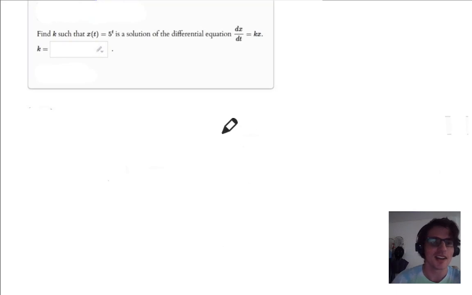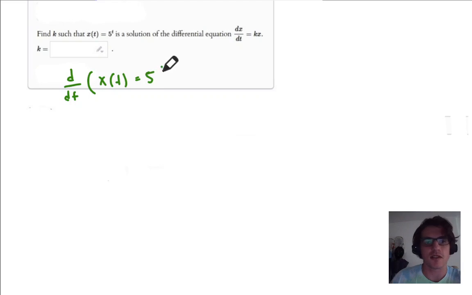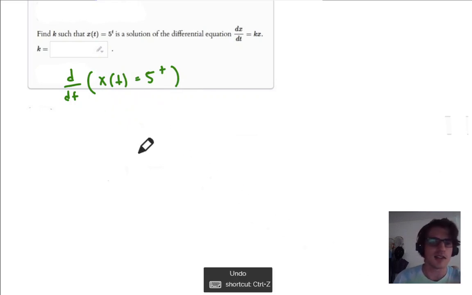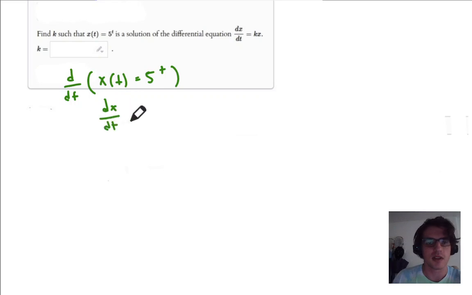All right, this is the last one. Find the value of k such that this is a solution of the differential equation dx/dt equals kx. Same thing: derivative of our x, d/dt, because this is an x equation. x of t equals 5 to the t. The derivative of x of t is x prime, or let's say dx/dt, just to keep things the same.